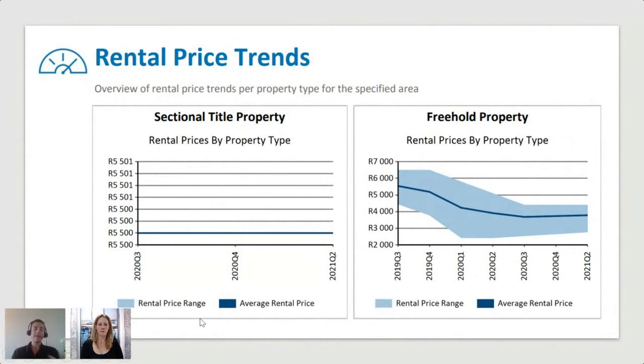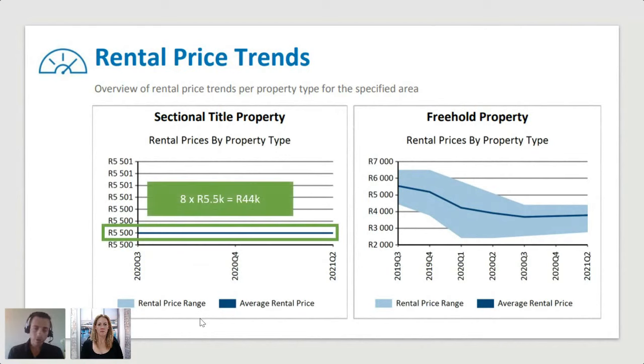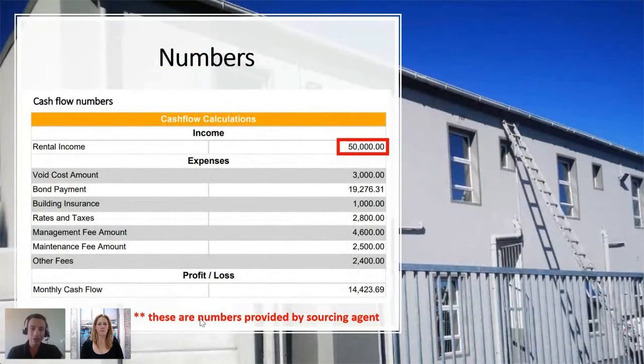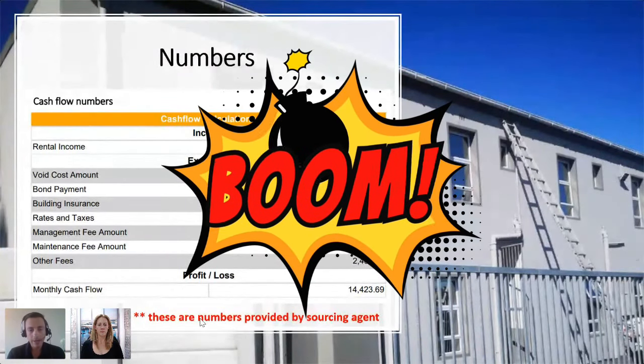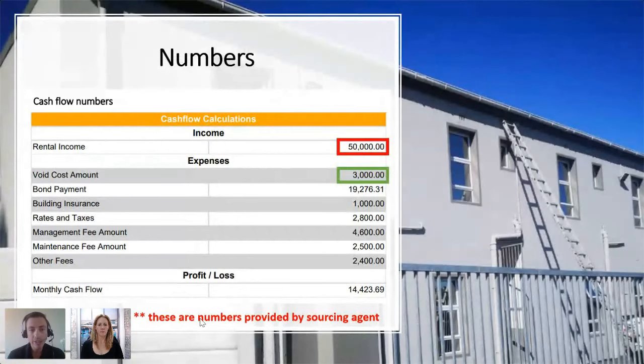So it gives us a sense as to whether that 50,000 Rand is realistic or not. With 44,000 Rand as the rental, that's 6,000 less than what the sourcing agent was offering me. So that's not an accurate number, right? Now, without even knowing the area or having seen any financials, I'm able to use data-driven information to make an informed decision. The other key question around the sourcing agent's calculation is the void cost.